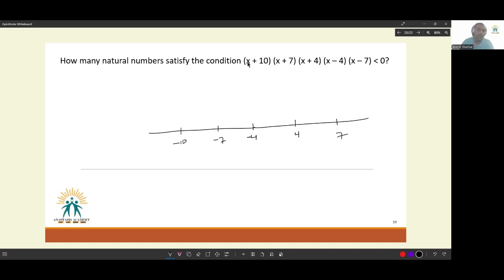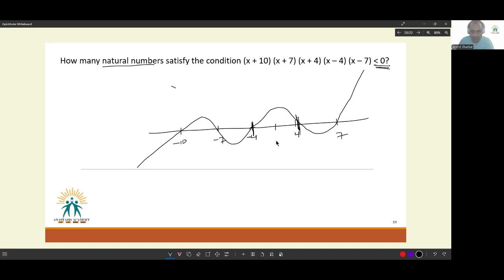With a degree of 5 and a positive coefficient of the term that has x raised to the power 5, the shape of the graph will be something like this. This is how the shape of the graph would be, cutting through at precisely 4 and at minus 4, because these are roots, where the value of 0 will be obtained. Now the question asks me, for how many natural numbers will I get a value less than 0?